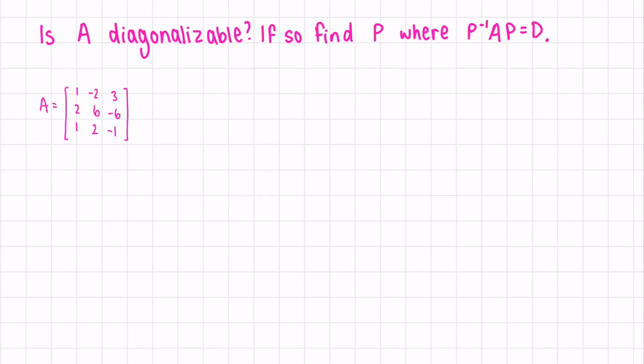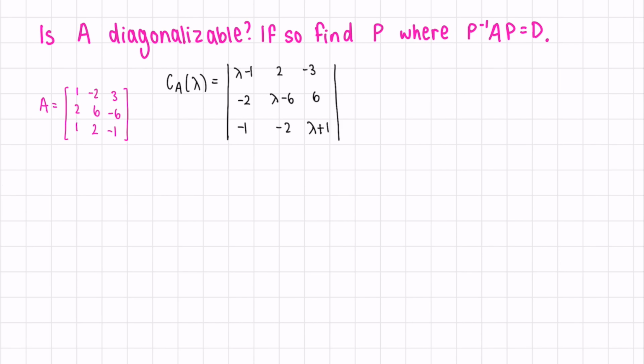Is this matrix diagonalizable? And if so, find P, which is composed of the eigenvectors, where P inverse times A times P is the diagonal matrix. First, let's find the characteristic polynomial in order to identify the eigenvalues. This is the determinant of lambda times the identity matrix minus A.